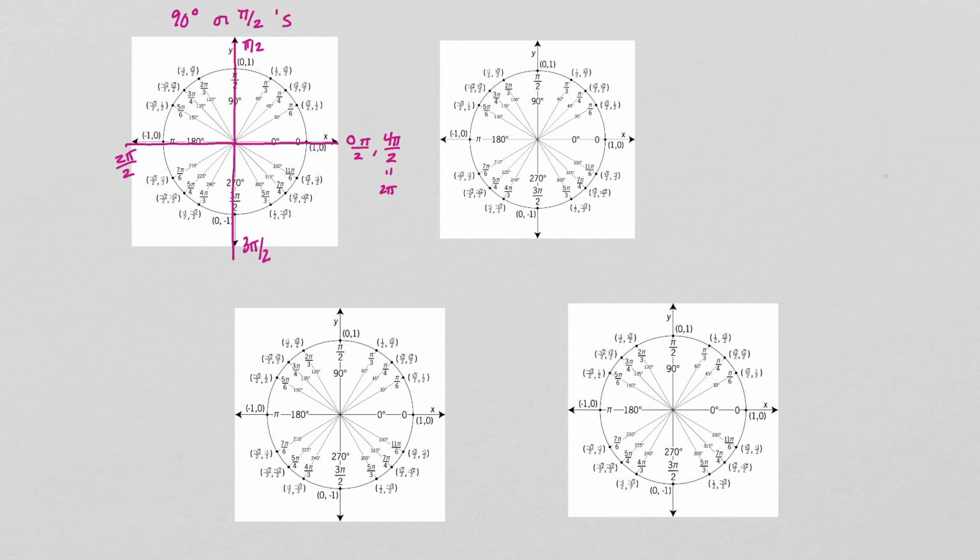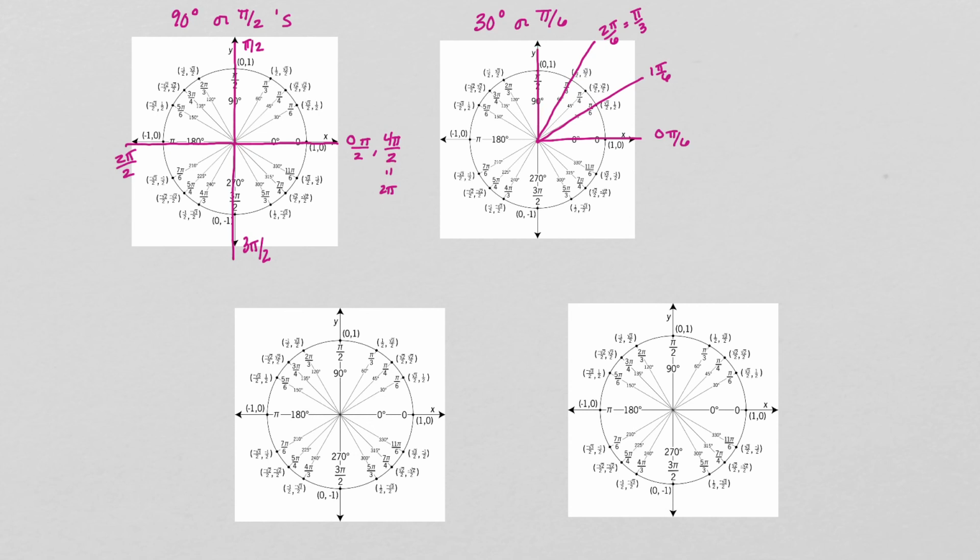So the next thing is we have pi over 6s. The pi over 6s are 30 degrees, or pi over 6. So again, I could start at 0 pi over 6, 1 pi over 6, which is just pi over 6. I also can have 2 pi over 6, and 2 pi over 6 is just pi over 3.